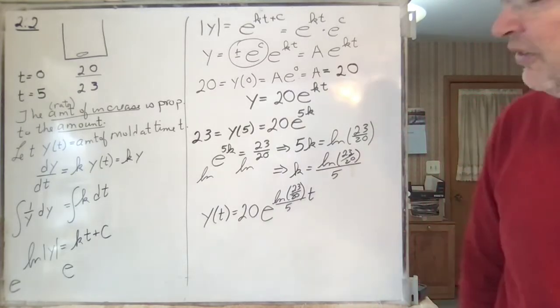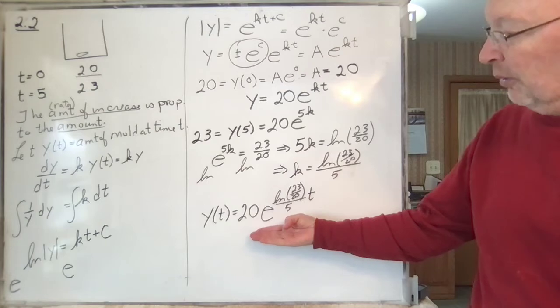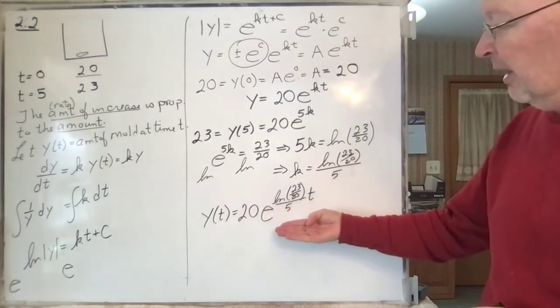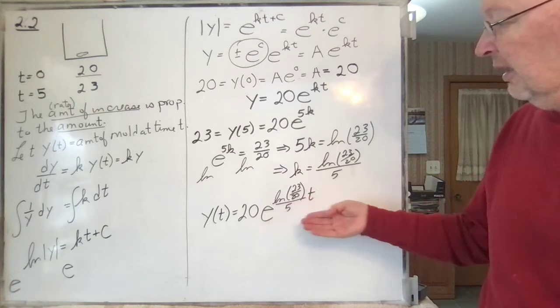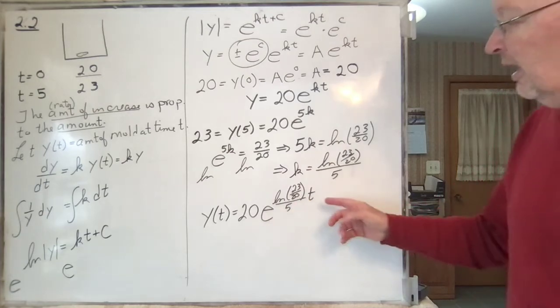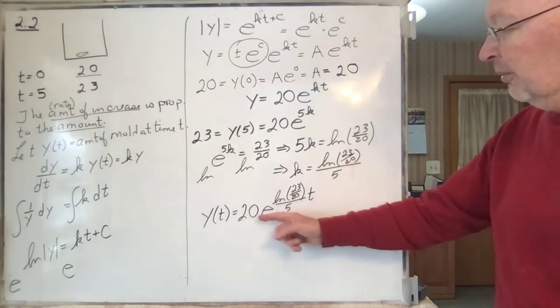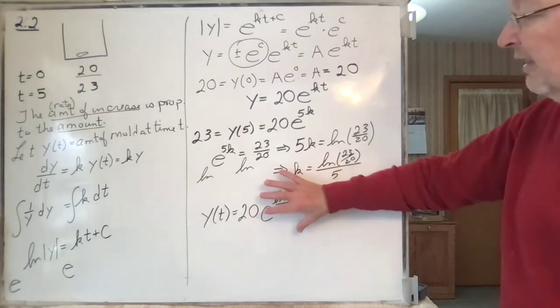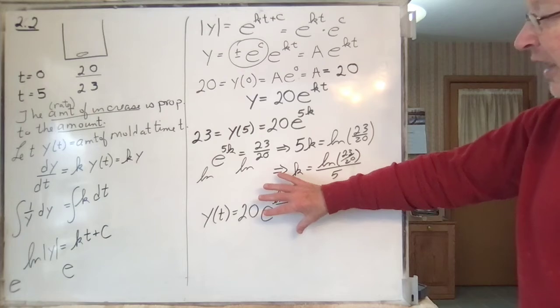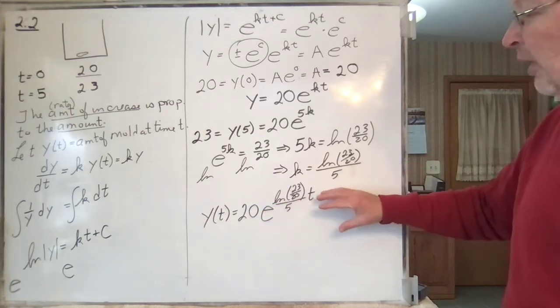How much mold is there at time equal to 13? This tells you the amount of mold at any time t, so you can just stick a 13 in there and evaluate it. And of course, when you get it, the answer is going to be this thing, e to the 13 over 5 times the ln of all that. That's the exact answer.